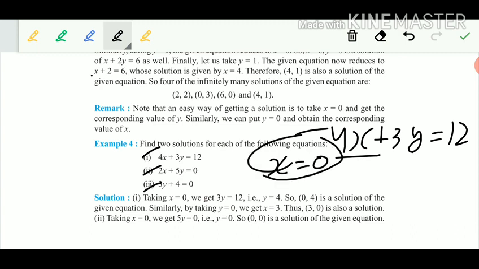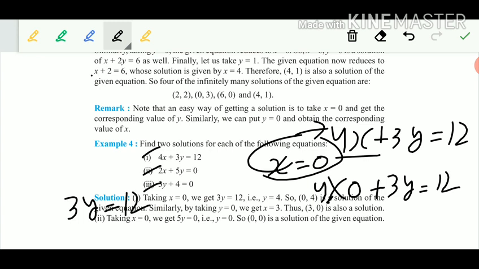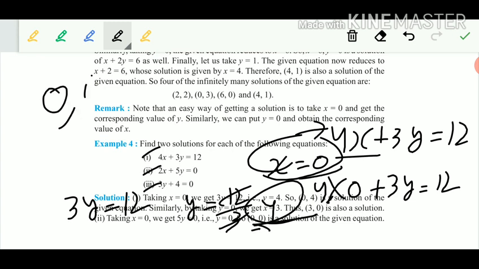So put this value in this equation. It becomes 4 multiplied by 0 plus 3y is equal to 12. So 3y is equal to 12 and the y value is 12 upon 3, that is 4. So when we put x as 0, the y value is 4. So (0, 4) is a solution of this equation.